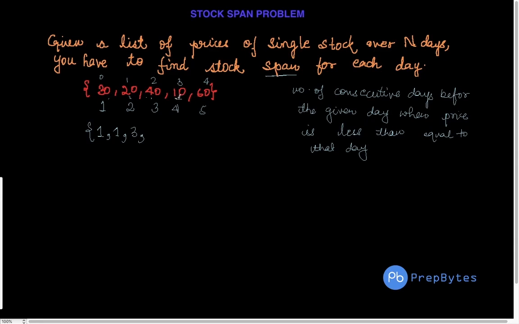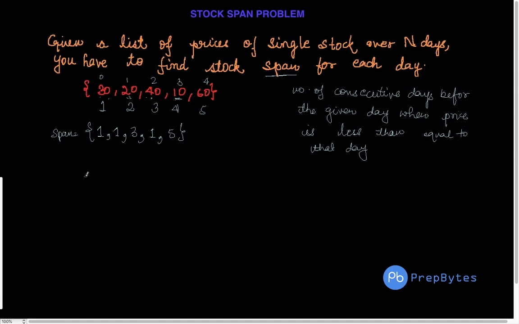Then we have 10. Just before 10 we have 40, which is greater, so the span is 1. And for 60, as you can see, we have 1, 2, 3, 4 days before it, and all of them are lesser than 60. So the span is going to be 5. 1, 2, 3, 4, 5. Okay, so that is going to be the span of this particular array.